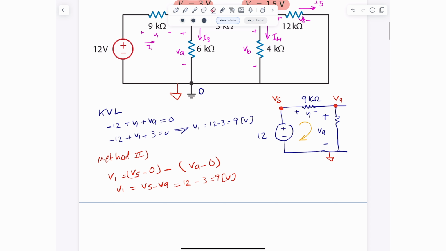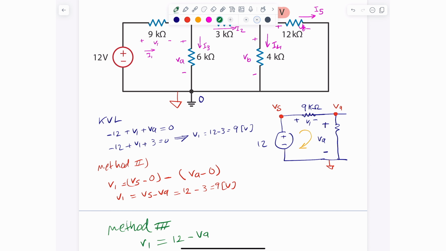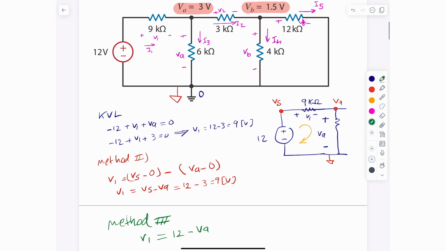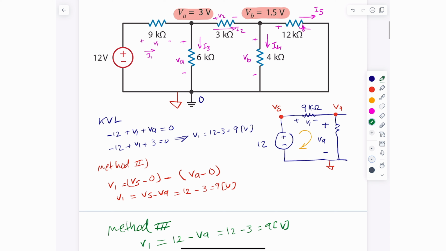You will see it, and I'll just write it in green in here, that in method 3, that's basically what we typically do in nodal analysis. So we'll say, well, you need V1. Here's V1. Well, V1 is simply 12 minus VA. This point versus the ground is 12 volts higher, minus this point here, which is 3. So it's 12 minus VA, which is 12 minus 3, which is 9 volts. All right, perfect. So we figured out what the voltage V1 is.